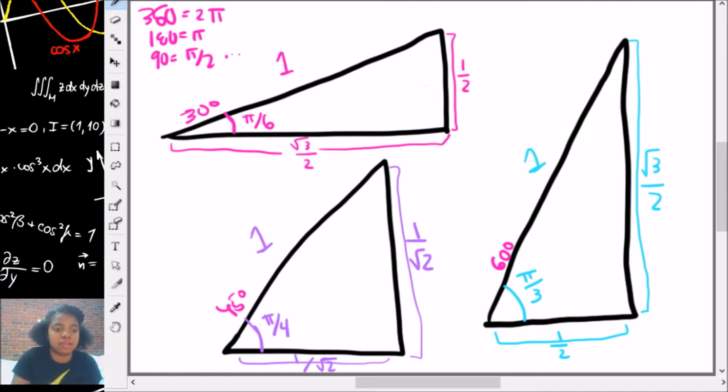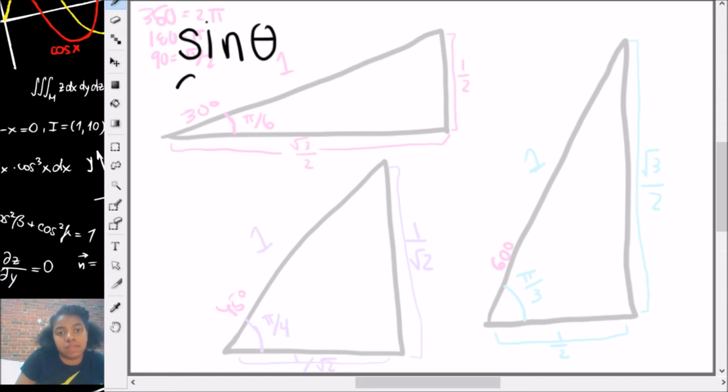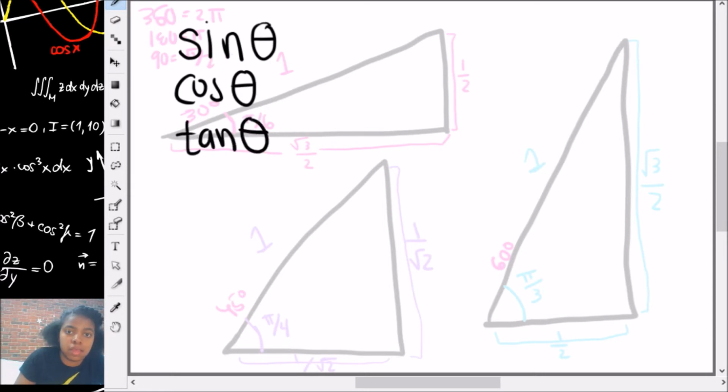But even just memorizing these triangles, we have our trig functions. So let's go through them. We have the sine function, and it's a function on the angle. We have the cosine function on an angle, and the tangent function on an angle. And what does that mean? You know you have the saying, SOH CAH TOA.